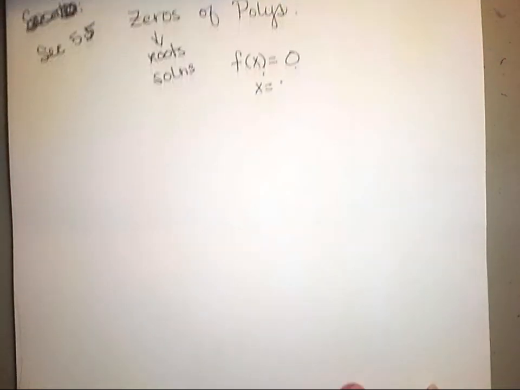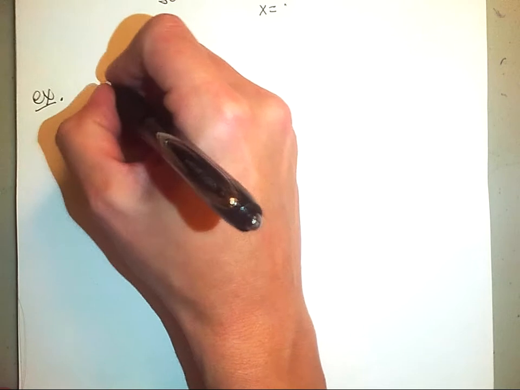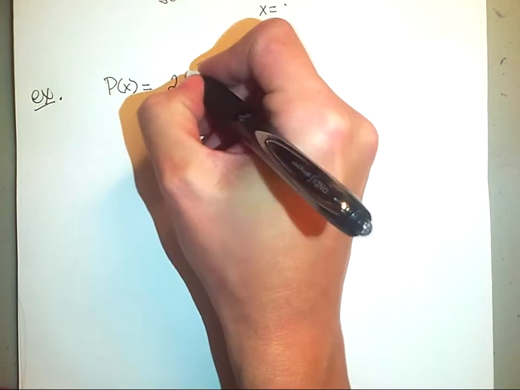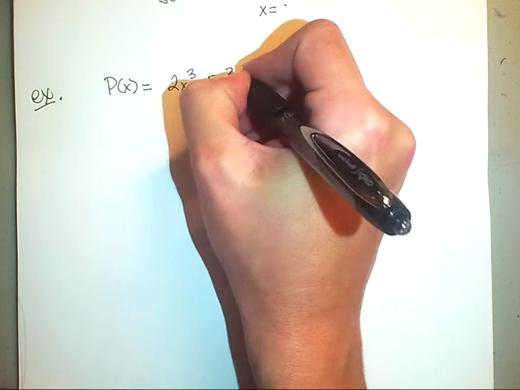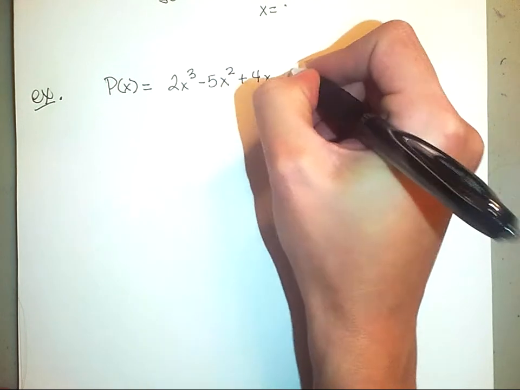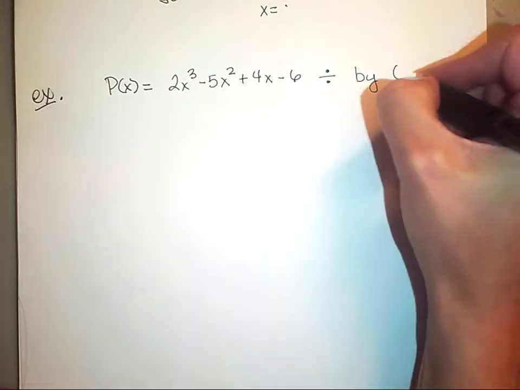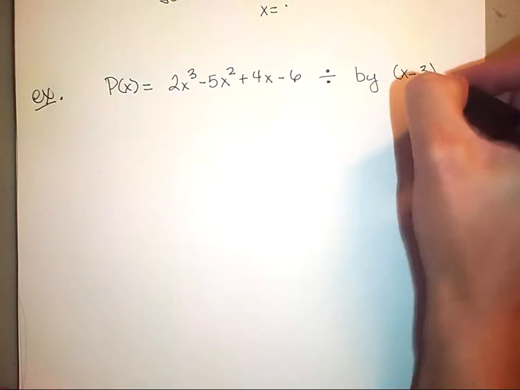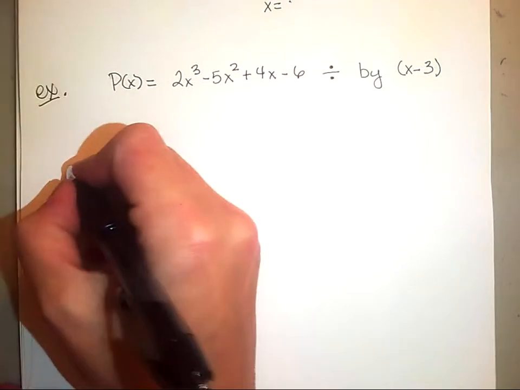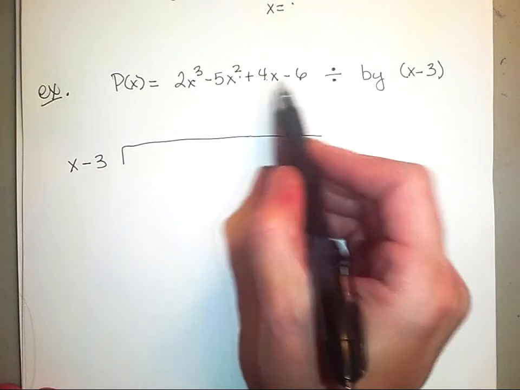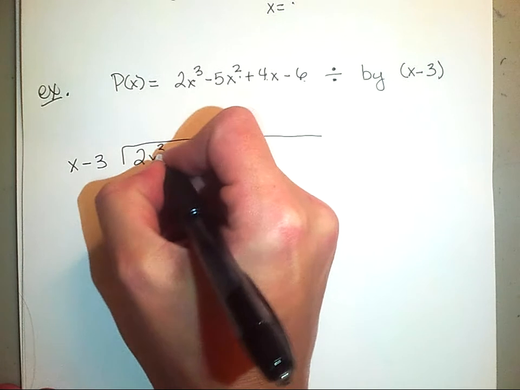Okay, let's remember, let's do long division. So let's say we have some polynomial, we'll call it p of x, 2x cubed minus 5x squared plus 4x minus 6. And we'd want to divide this by x minus 3. Alright, so we'll set it up, x minus 3. These are all in descending order and everything's represented, so we don't have to put in a placeholder.